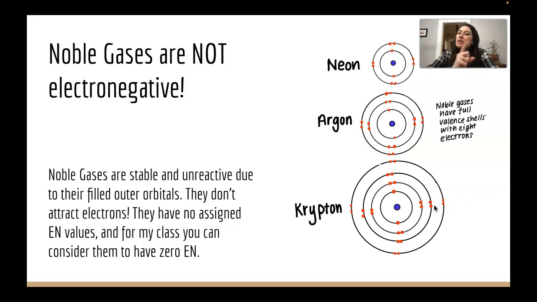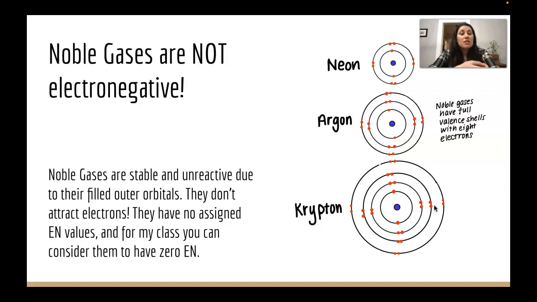Now there's one exception to this rule. Noble gases are not considered electronegative. In ionization energy, they have the highest ionization energy in their periods. But they're considered to have zero electronegativity. That's because they have their filled outer shells. They have full valence shells with 8 electrons.